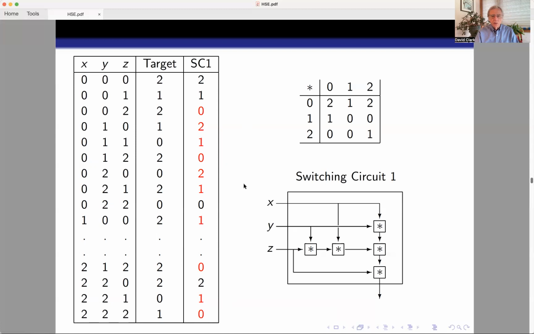But if you look at those 14, what you see is that there's only 4 of them where it matches the output, and there's the other 10 that don't. So it got about a third of them right and about 2/3 of them wrong. So if we filled in the missing ones, you'd expect that about a third of those 27 would come out right. So that's about 9, and the other 18 would come out wrong.